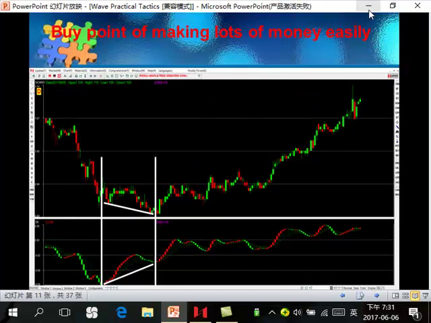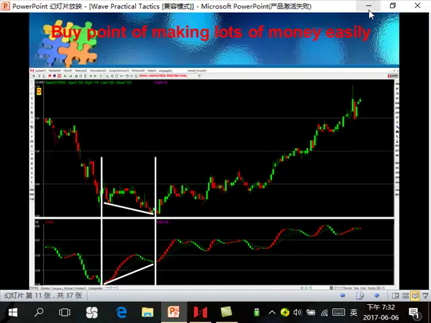Then buy point of making lots of money easily. How to do that? Next method, we can use this method to judge whether the price belongs to top deviation or bottom deviation. Okay, so this one is called a deviation expert, which can help us to judge the top deviation or bottom deviation. If you don't know how to use this function, you can use MACD to judge the top deviation or bottom deviation also can, okay? So let's see this one.